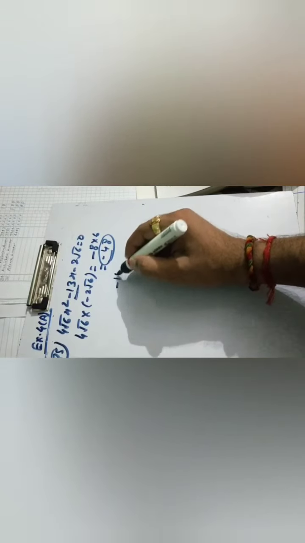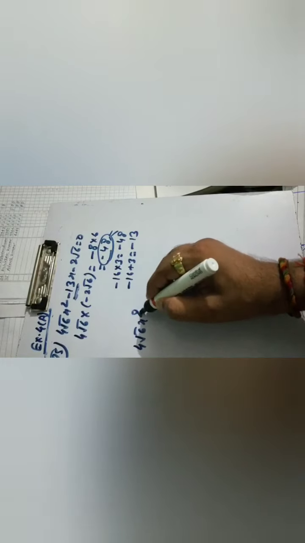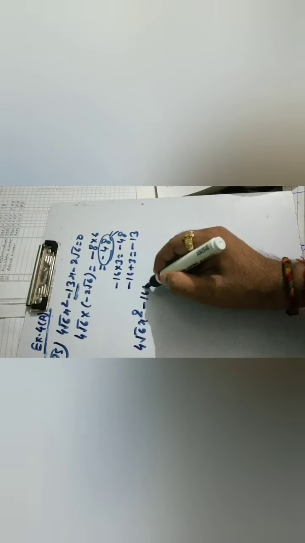Now in the factors of minus 48, we have to choose two numbers whose sum is minus 13 and product is minus 48. So minus 16 into 3 is equal to minus 48, which is equal to this minus 48, and minus 16 plus 3 will be equal to minus 13, which is required here. So this quadratic equation can be factorized as 4 root 6 x square minus 16x plus 3x minus 2 root 6 is equal to 0.